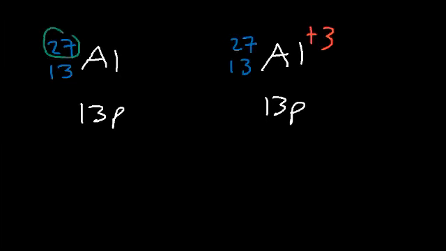The neutron number is the difference between the mass number and the atomic number. So 27 minus 13 is 14. So both the atom and the ion have the same number of neutrons.